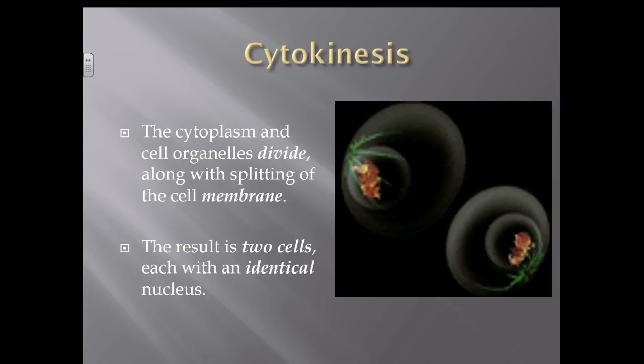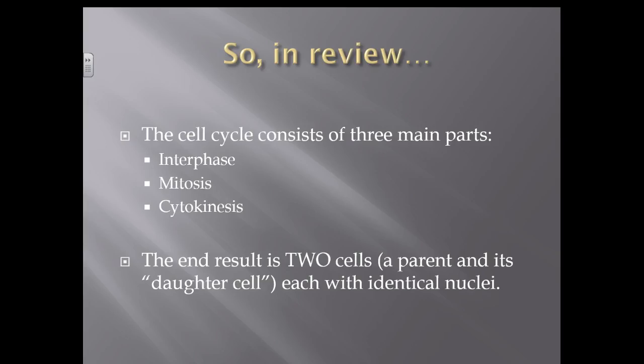Last is cytokinesis. In cytokinesis, cyto means cell, and kinesis is referring to the splitting of the cell. So the cytoplasm, the cell organelles, the cell itself divides, it splits into two cells. And each of those has an identical nucleus, has identical DNA, has all the organelles and enzymes that it's going to need in order to function.